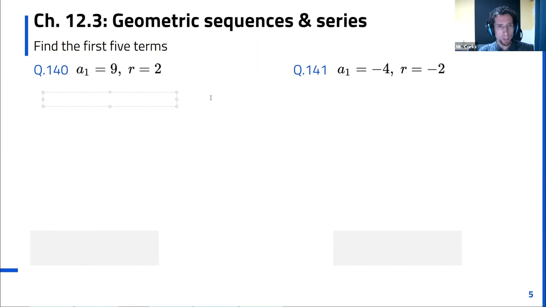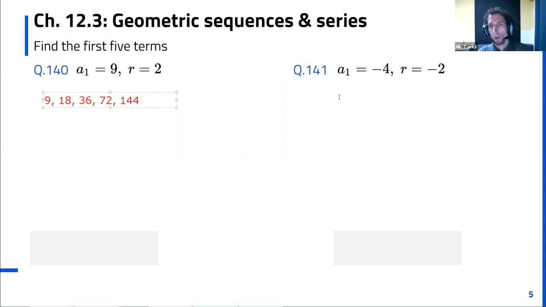Okay, so the first one here: if our first term is 9, then our second term will be 9 times 2. That's the ratio there. So 18, and then 18 times 2 is 36, then 72, 144.